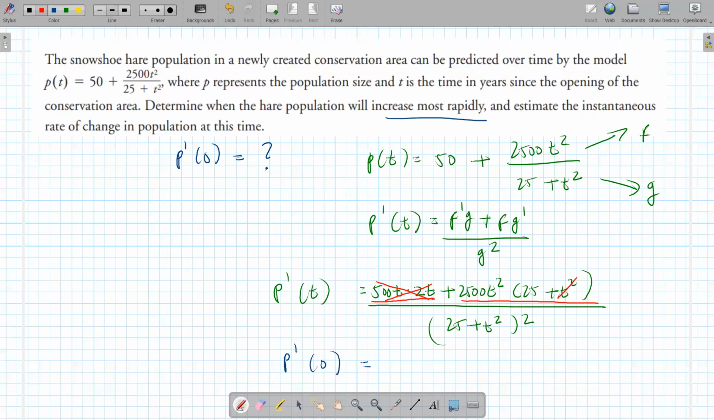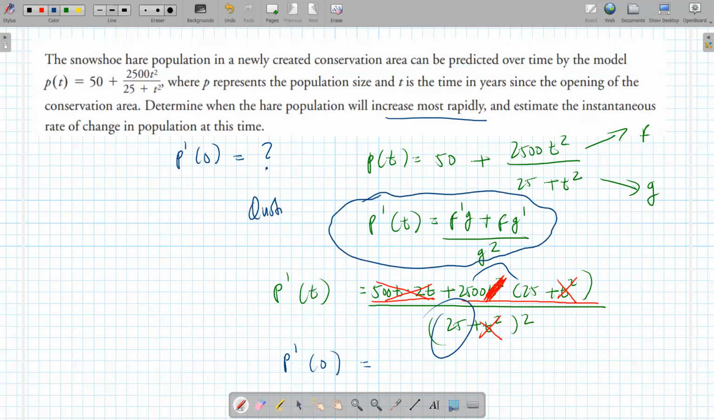This is a 0, so you can ignore it. This is a 0, so you can ignore it. This is a 0, so you can ignore it. So what are we left with? There's 3 numbers remaining, yeah? Plug that in a calculator and you are done. That's it. This is called the quotient rule.